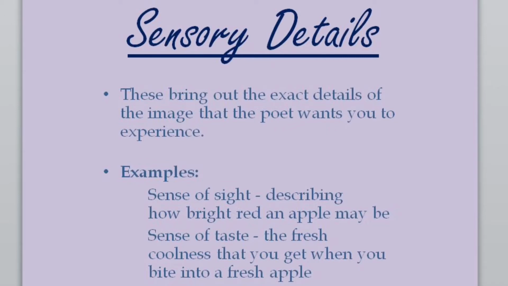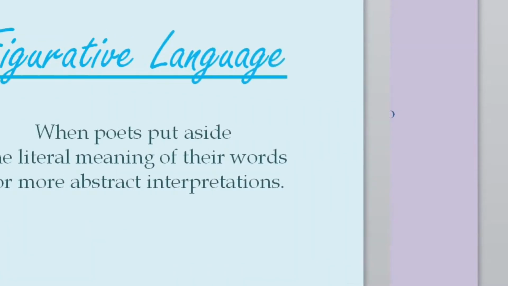Sensory details. These bring out the exact details of the image that the poet wants you to experience. Examples of this would be your sense of sight, if someone described how bright red an apple may be, or your sense of taste, the fresh coolness that you get when you bite into a fresh apple.